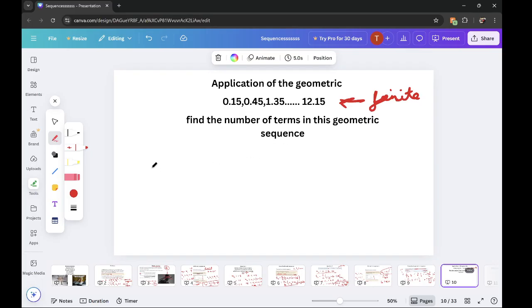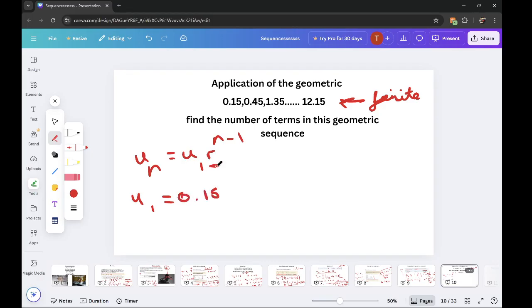Okay, so first things first, obviously write down the formula. So u of n is equal to u1 times r to the power of n minus 1. So your u1 over here is 0.15. You don't know what your r is, so over here you do 0.45 over 0.15. That is equal to 3. If my math is correct, which I don't trust my math, so I'm just going to check it real quick. Yes. So 0.45 over 0.15 is 3. So that is your common ratio now. r is equal to 3. So now you have everything that you need to solve for this geometric sequence right here.